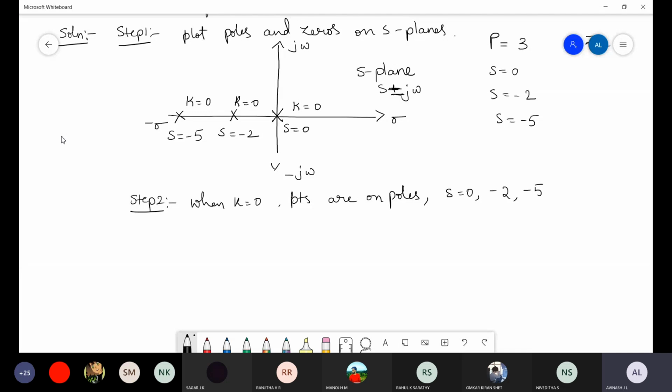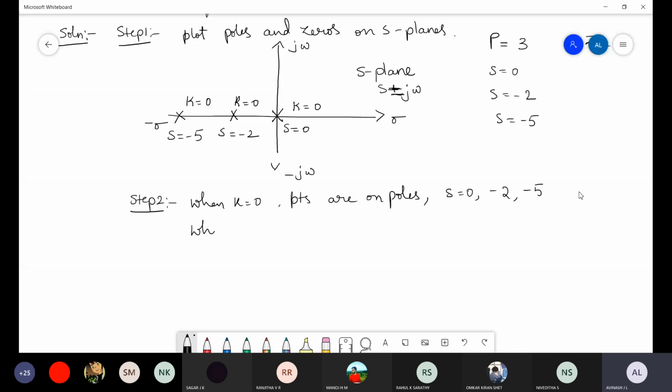But we know that every branch will start from a pole and end at the zeros. Here only poles are there, there are no zeros. When there are no zeros, I can say that they will be at infinity. Once they are traveling, where will they end? They will end at infinity. That is the simple sense here. So when k equal to 0, points are on poles, s equal to 0, -2, -5.